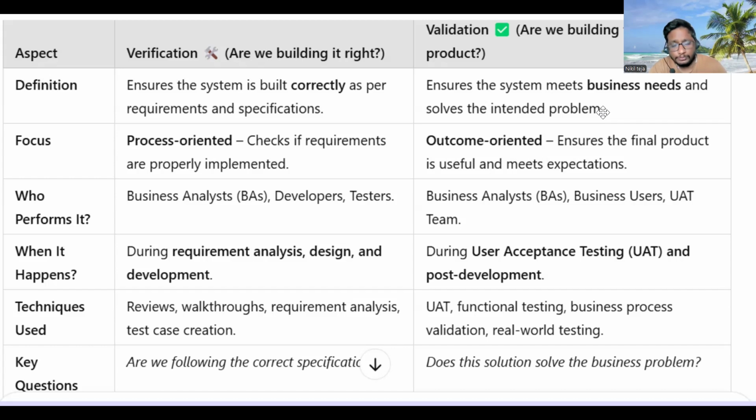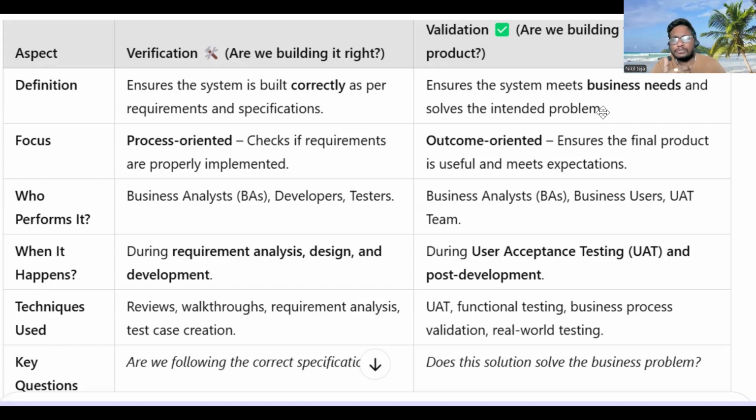Verification focus is process oriented. It checks if the requirements are properly implemented or not. So it is low level and very detailed. Validation focus is outcome oriented. It does not focus on low level details, specifications and implementations. It focuses on outcomes: does the built product solve the user's problems or not? It ensures the final product is useful and meets users' expectations. In our case, it is the client, from a business analyst perspective. Who performs it? Business analysts, developers, and testers.